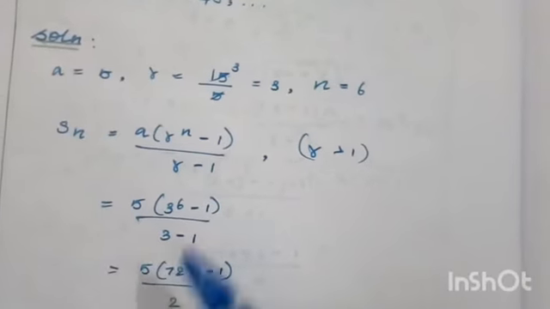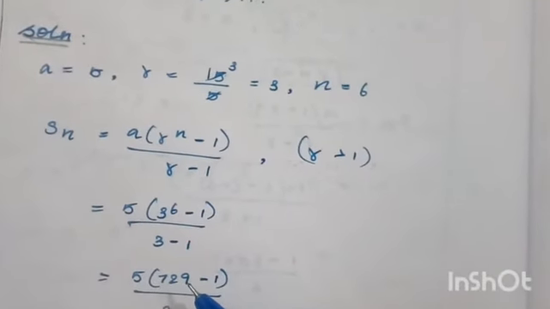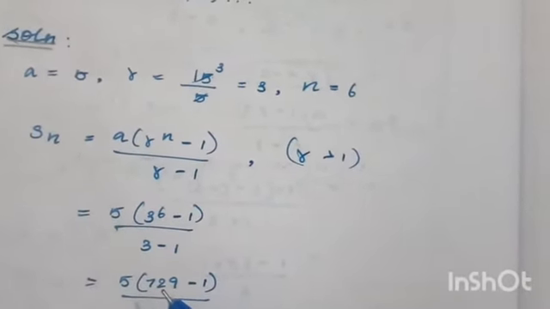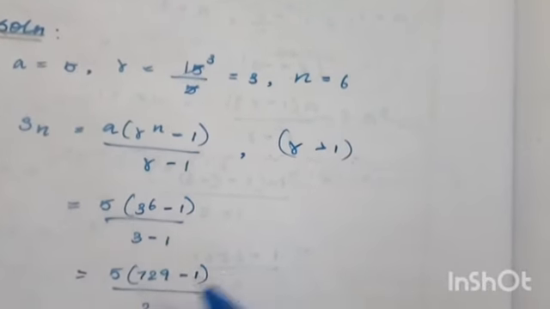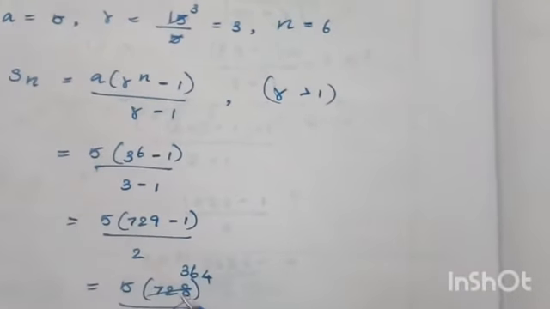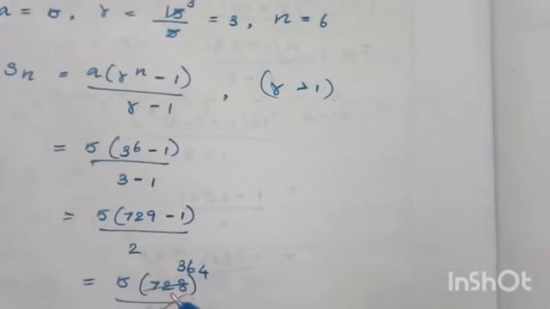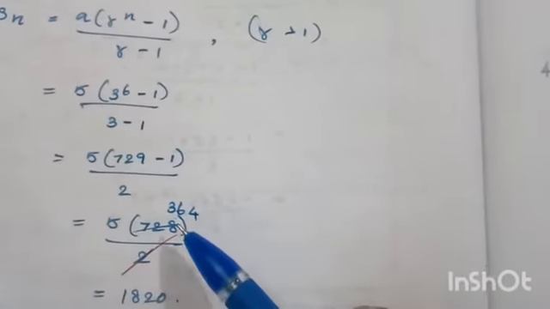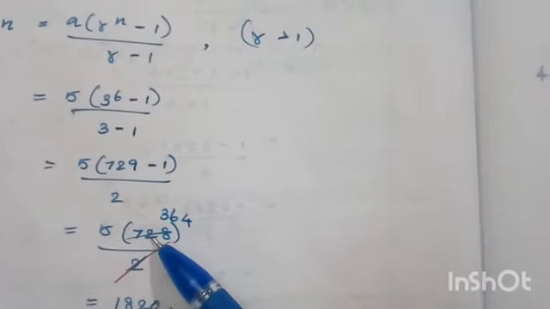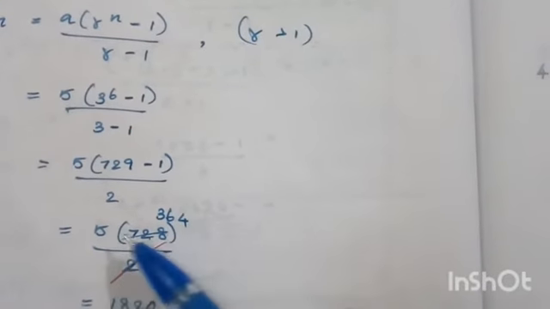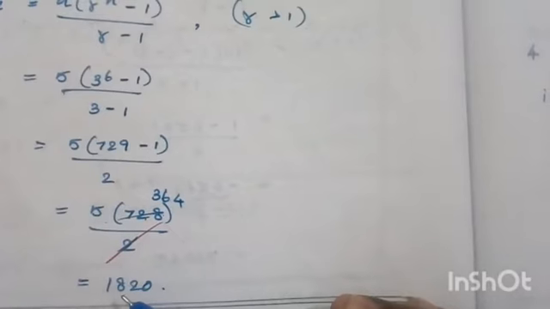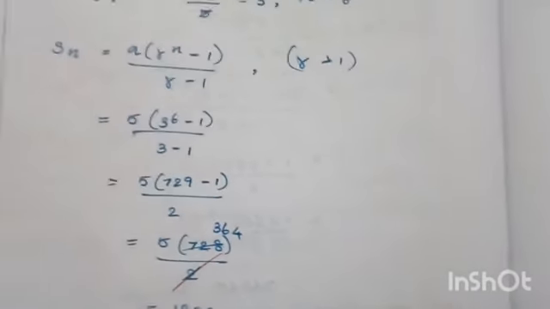3 power 6 has the value 729, that is 3 into 3 into 3, 6 times. So 729 minus 1 by 2, that is 5 into 728 by 2 after subtracting these two. Now cancel one time: 3 2s are 6, balance 1, 6 2s are 12, 4 2s are 8, giving 364. Now multiply these two: 5 into 364 is 1820.